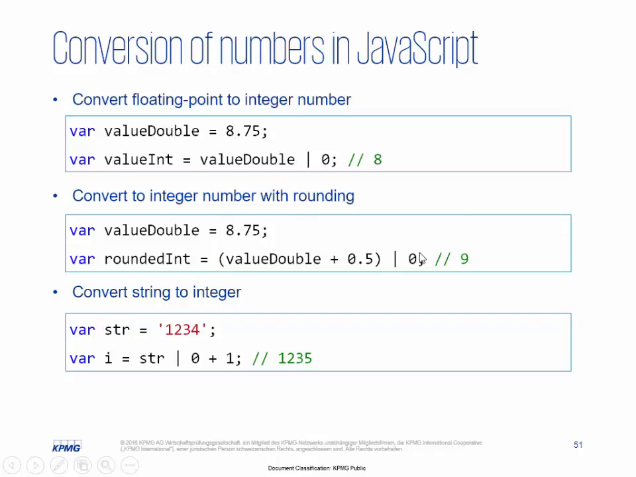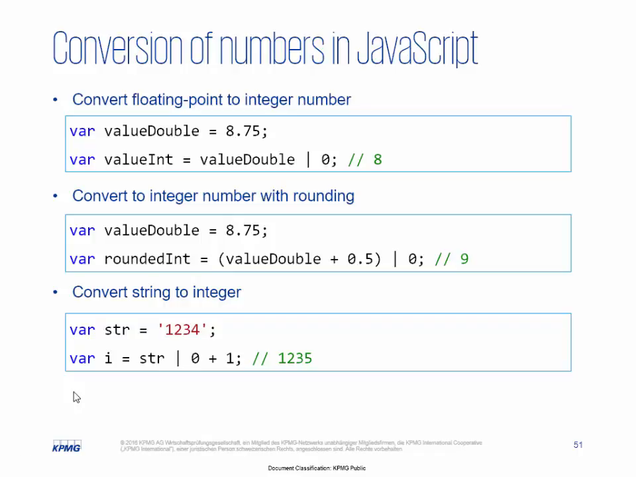So this is doing it again. We're taking the number and we're adding 0.5. So first we're incrementing it to 9 point something, and then we're doing a bitwise OR 0, and what we'll get is the whole part, 9.